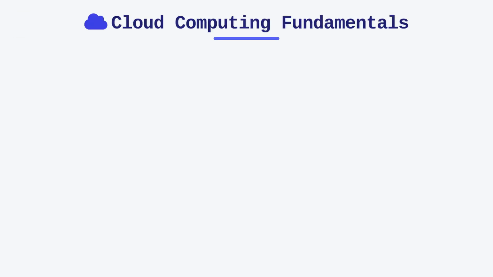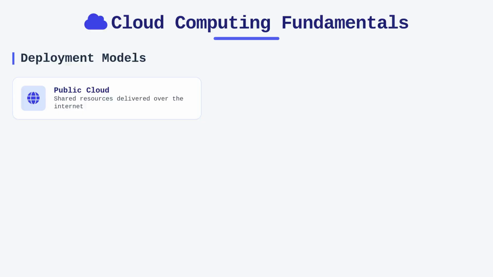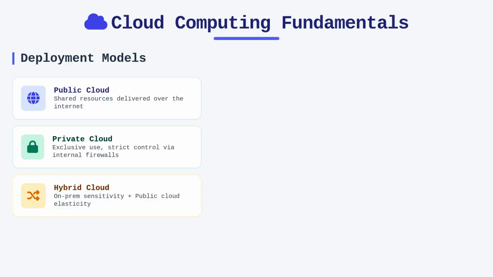Moving into the cloud, we distinguish between deployment models based on how the infrastructure is shared and maintained, starting with public, private, hybrid, and community clouds. A public cloud offers resources over the internet, while a private cloud is dedicated exclusively to a single organization, often behind an internal firewall for strict control. Many organizations adopt a hybrid approach, keeping sensitive data on premises while offloading transient or less critical workloads to the public cloud to take advantage of elasticity.